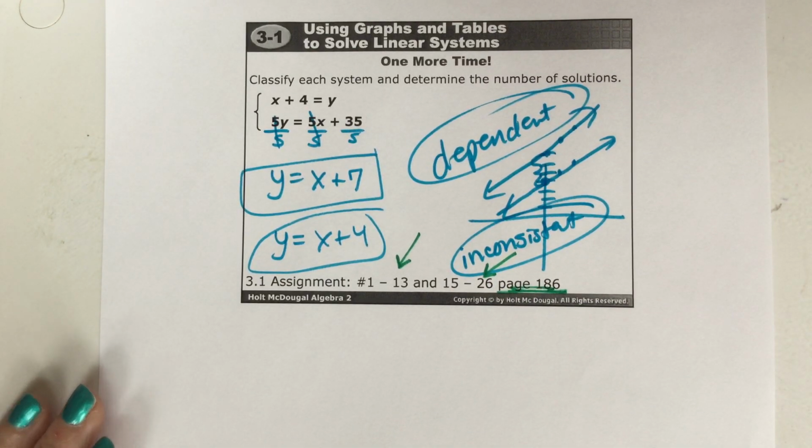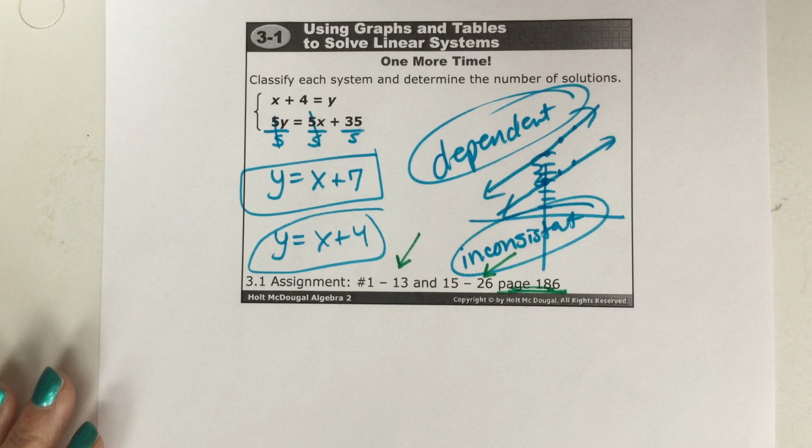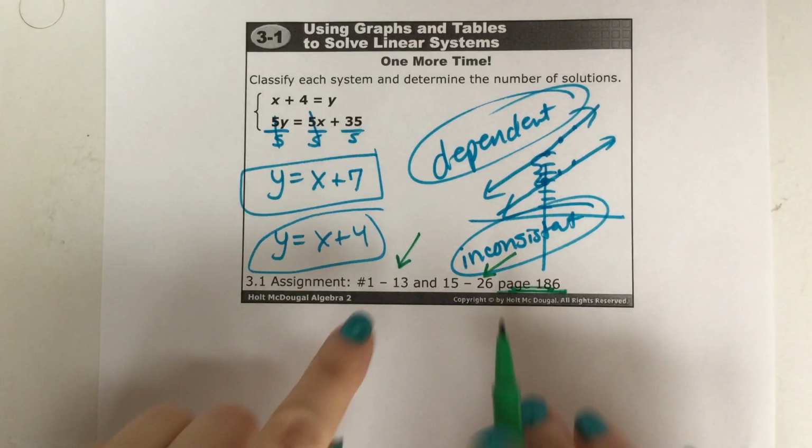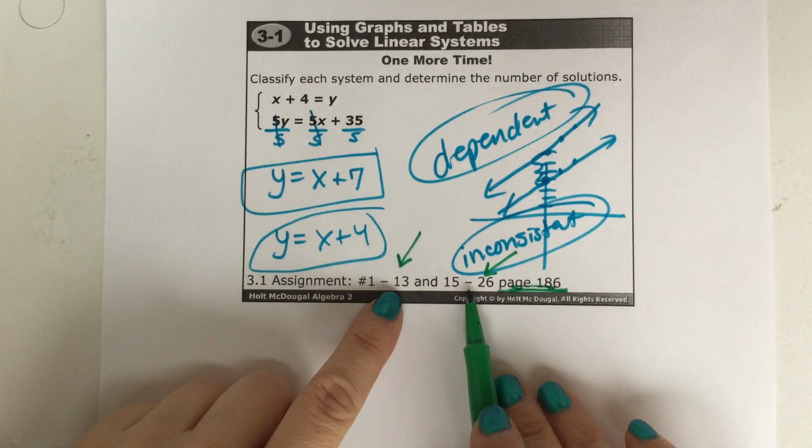When they ask you to classify, look at the last examples we just did. Classify, you should have 2 words as your answer. Either consistent, if there is a solution, or inconsistent, meaning they're parallel lines. Then your other word, dependent, same slope, or independent, different slopes. Okay, so I'm going to have you go ahead and complete your first book assignment for chapter 3.